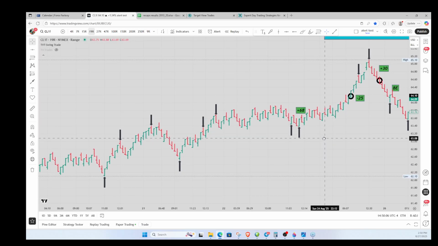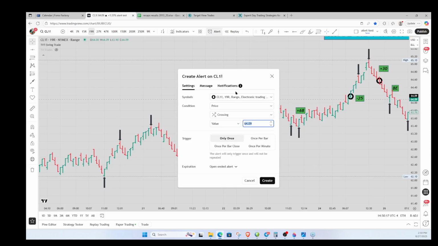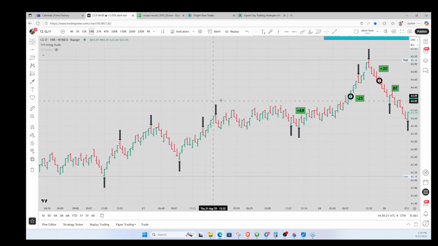So when you just have this for your swing trade, you have no indication that it's going to happen, and there's so much time in between the bars that even if you had the alert going, you don't have any indication that it's going to happen until you get the alert.